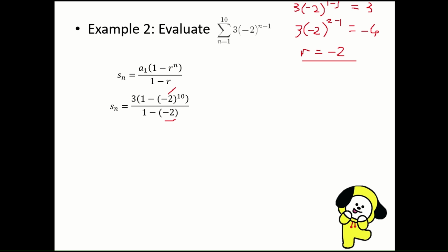a sub 1 is 3, as I write it here. And then the value of our n should be 10. As you can see here in our given, it's always located above the sigma notation. Then substitute everything, simplify, and we get the final answer of negative 1023. You can simply do it in the calculator, and if you don't have a calculator, you are going to solve it carefully again.